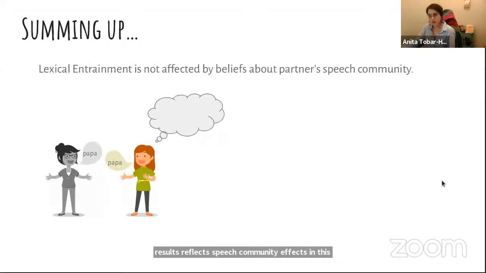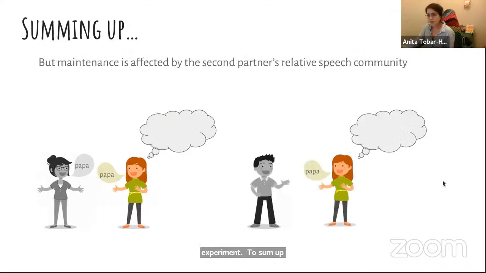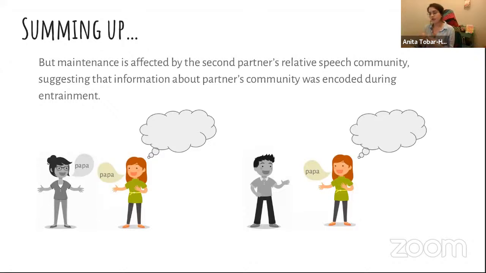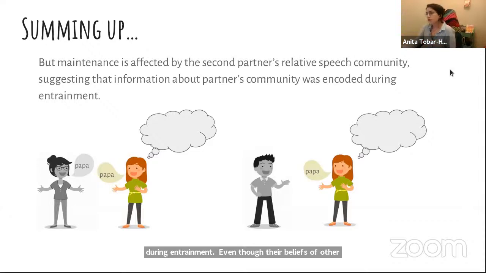is not affected by beliefs about partner speech community. However, maintenance is affected by the second partner's relative speech community, which in turn suggests that information about partner's community must have been encoded during entrainment, right? So even though participants' beliefs about their partners did not affect their behavior, this information was encoded during language production.